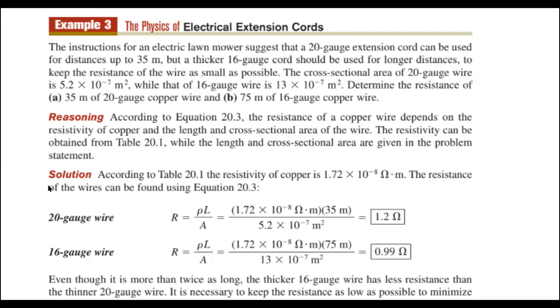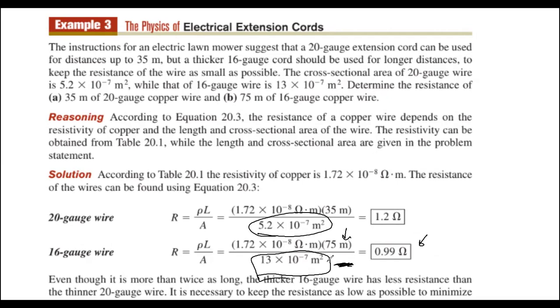Okay, so even though it is more than twice as long, the thicker 16 gauge wire has less resistance. So if you pay attention to the numbers over here, even though it is more than twice as long, so this is 75 meters, okay? But if you pay attention, the area is 13 into 10 to the power minus 7 as compared to 5.2 into 10 to the power minus 7. So this wire is thicker.